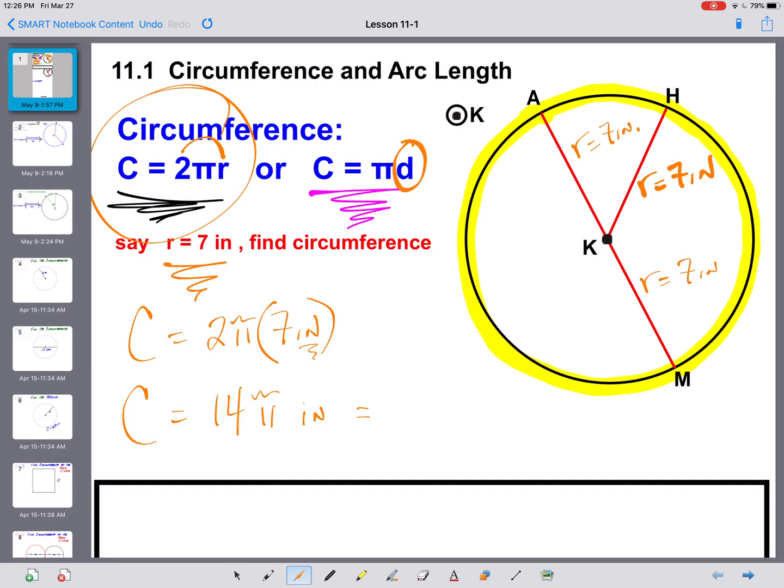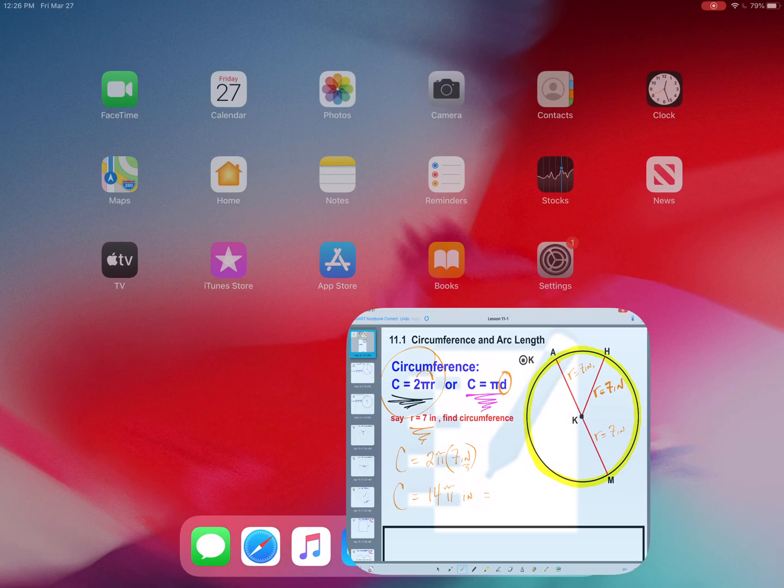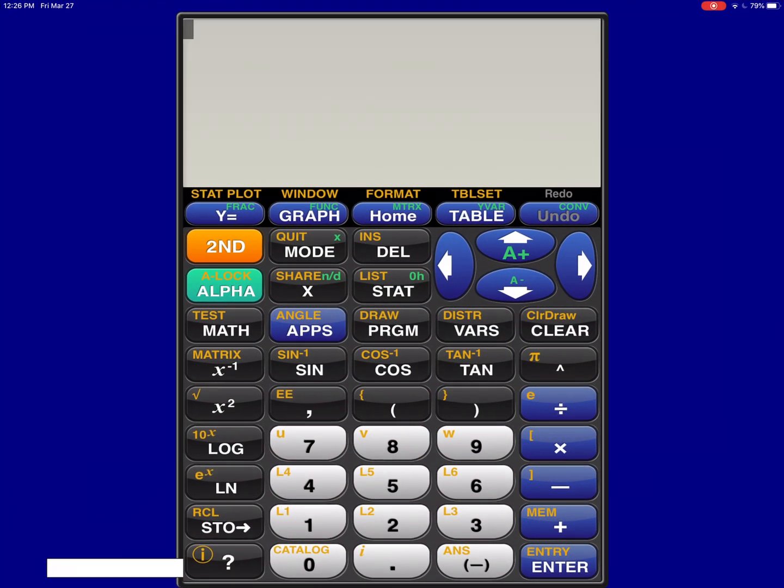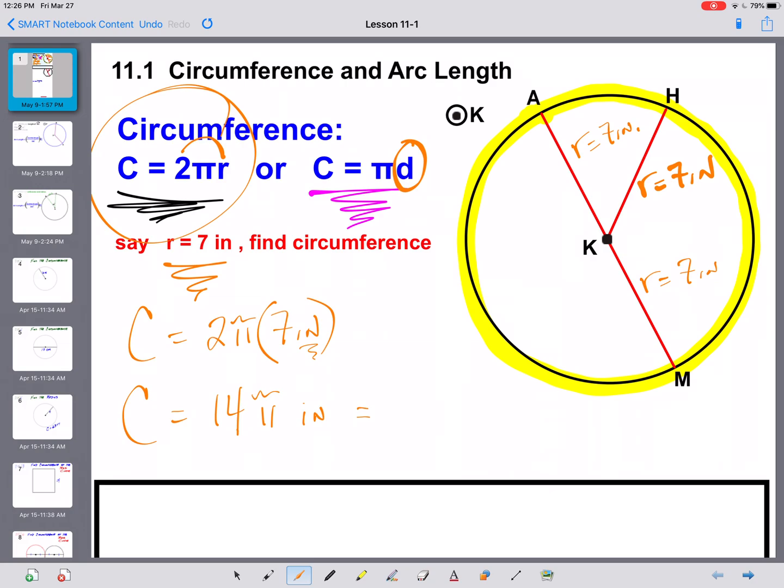14 pi inches. I'm going to also multiply it out. I kind of like to usually multiply the answers out. So let's go ahead and do that right here. 14 times pi, there it is, 43.98. Let's work with that. 43.98 inches. There it is. That's the distance around that circle.